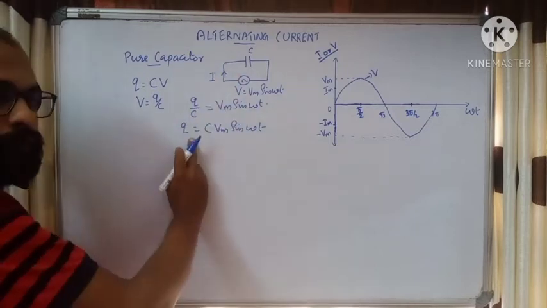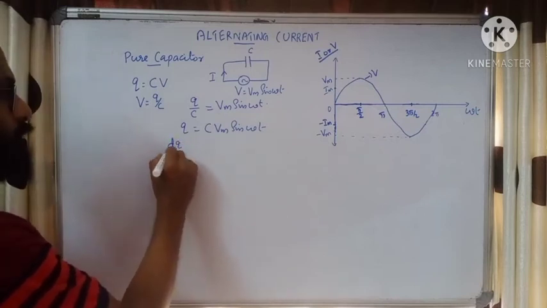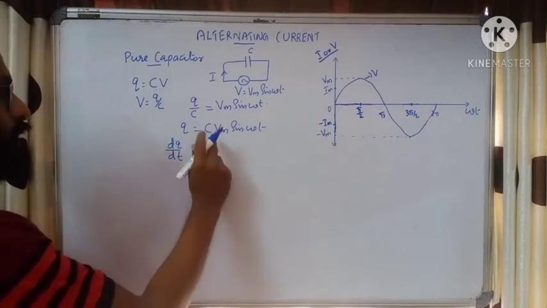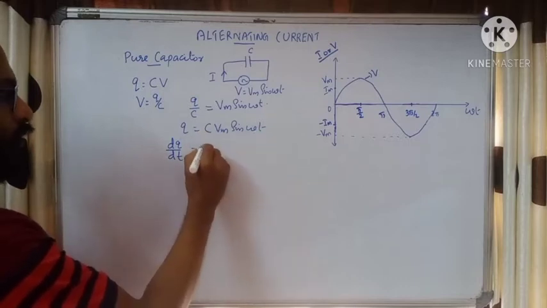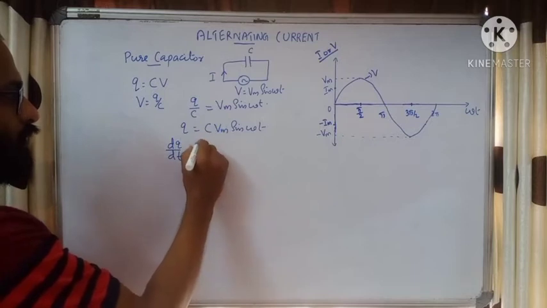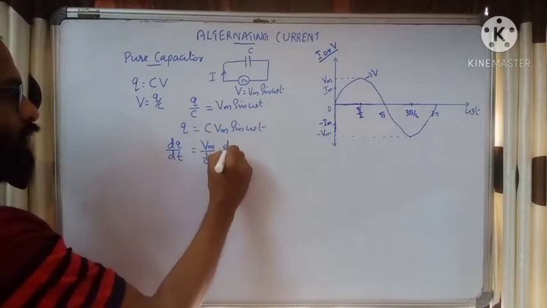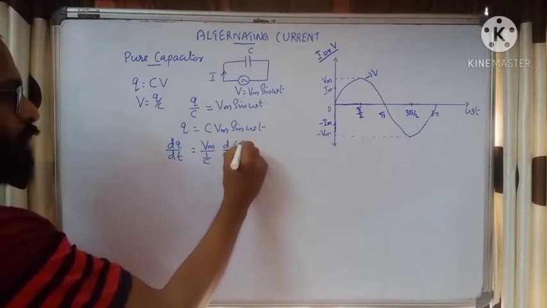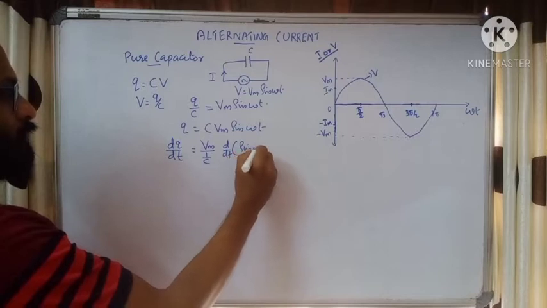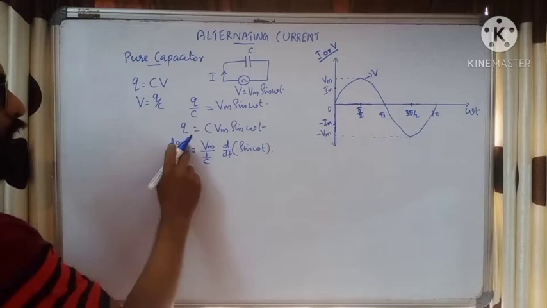Now we need to get current from this. What we need to do is differentiate dq with respect to time, dq by dt. C is kept constant, so we have C into Vm, and then we need to differentiate d by dt of sin omega t. Now dq by dt is the current.